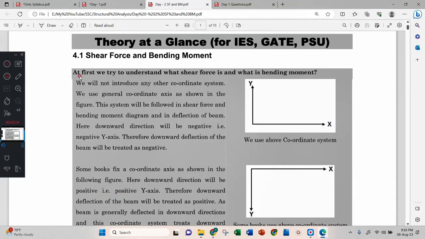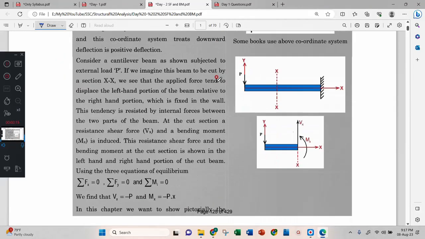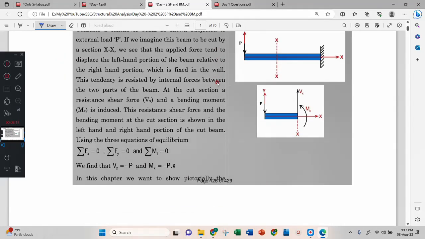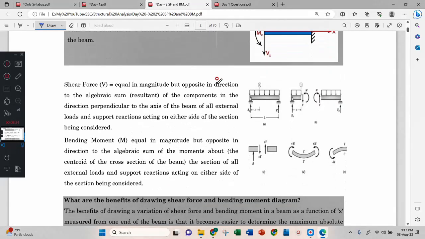This is what they explained. First we will understand what shear force and bending moment are. Understanding the shear force and bending moment, you can read it. See how the beam bends, how it shears, all they have mentioned. And here they have given you sign conventions.